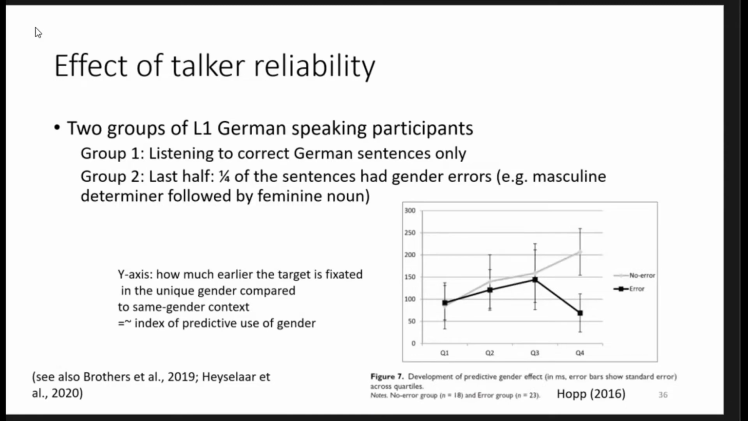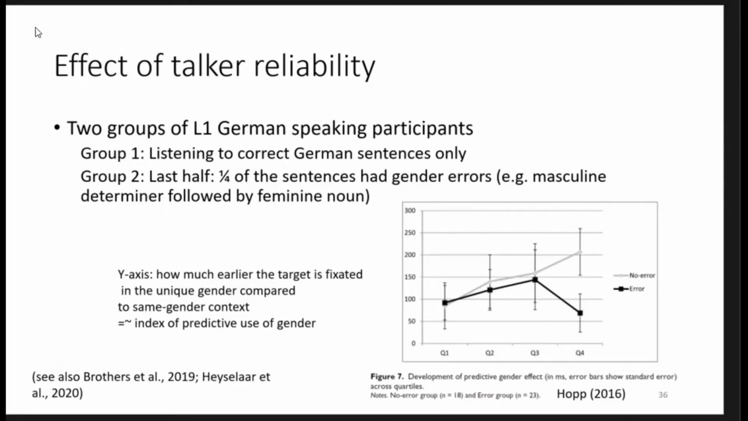And the graph is the graph of the two groups. So what you have on the y-axis is a little bit of an unusual measure, but it's the time lag between the eye movements to the target in the different gender versus same gender conditions. So the higher that is, that means that the earlier you move your eyes in a predictive condition. So the higher that value is on the y-axis, the earlier you predict. That's how to read it.